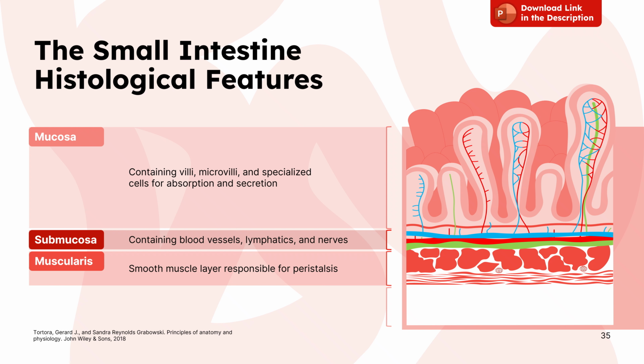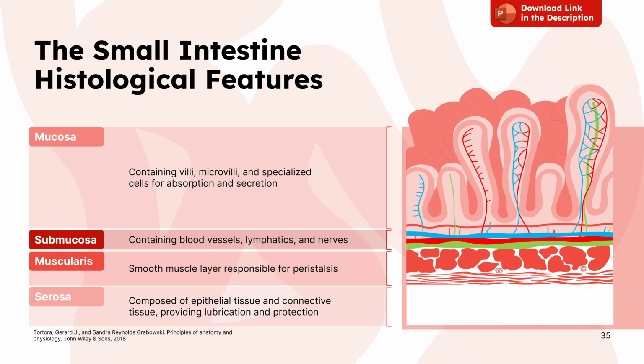Comprising of smooth muscle, it is essential for peristalsis. The serosa. The outermost layer, composed of epithelial and connective tissue, provides lubrication and protection for the small intestine. Each of these layers contributes to the small intestine's efficiency in processing and absorbing nutrients.